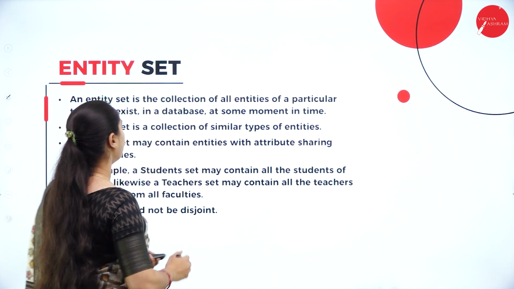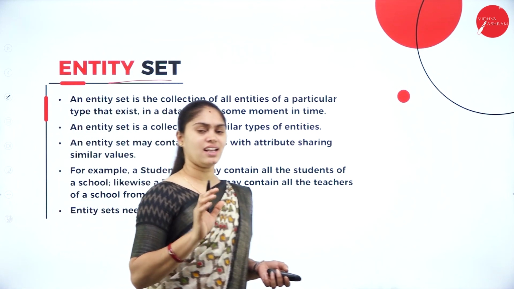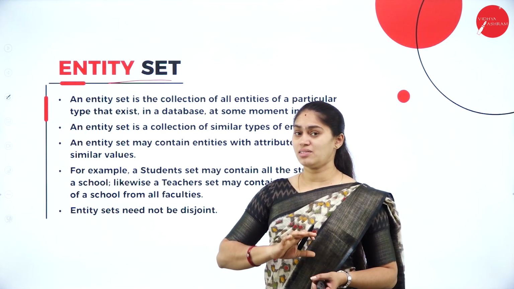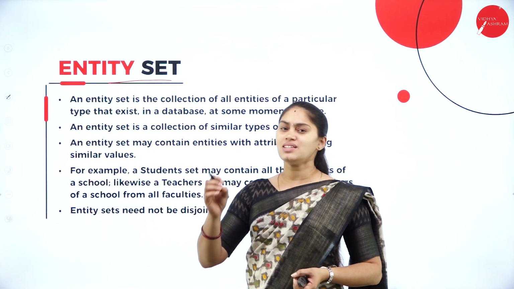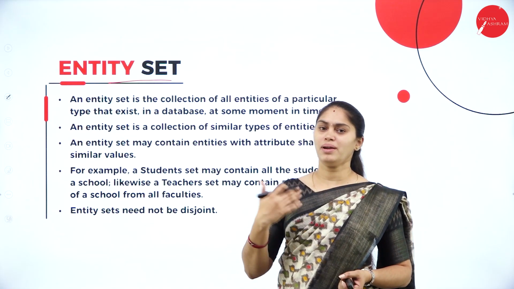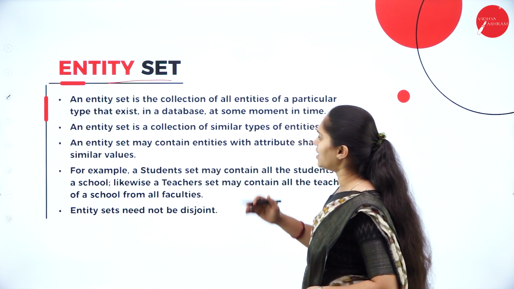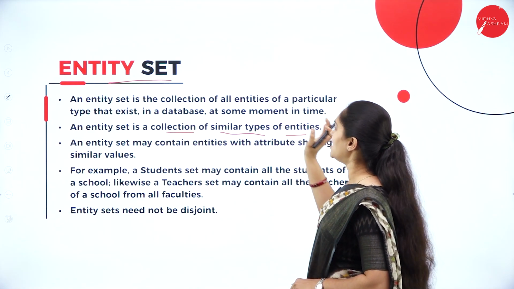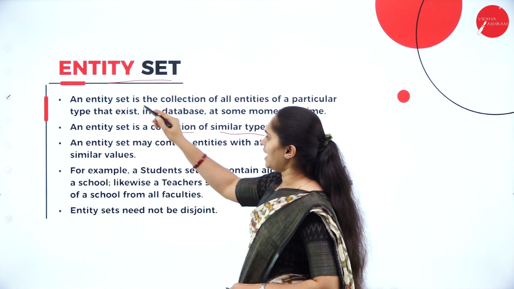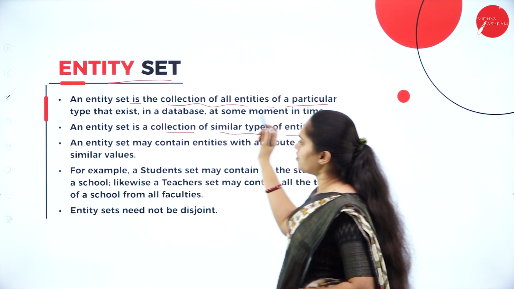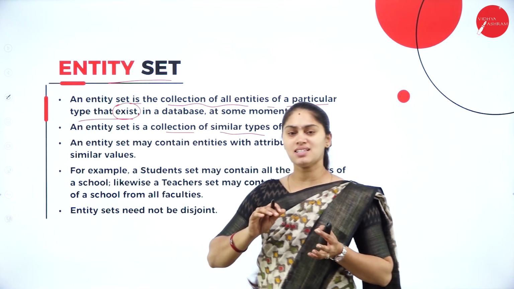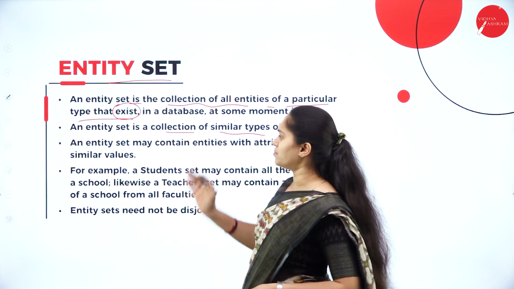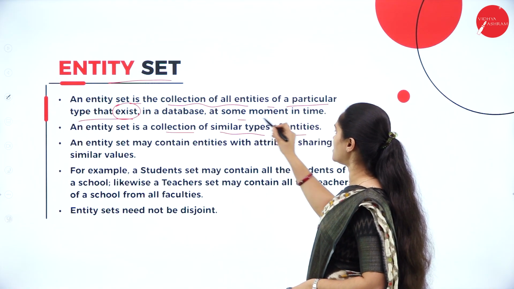Let me move to the next concept, entity set. Till now we know an entity type specifies a collection of attributes, or a set of entities with the same attributes. The value of an attribute will be different. But here we have an entity set. It is a collection of similar types of entity. The entity set is the collection of all the entities of a particular type that exist. So we have the same kind of entity, and we make that a group. Then we call that an entity set at some moment in time.